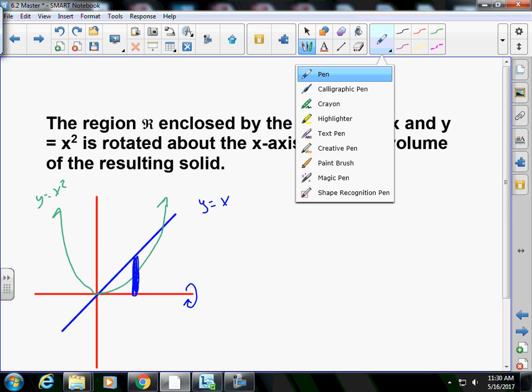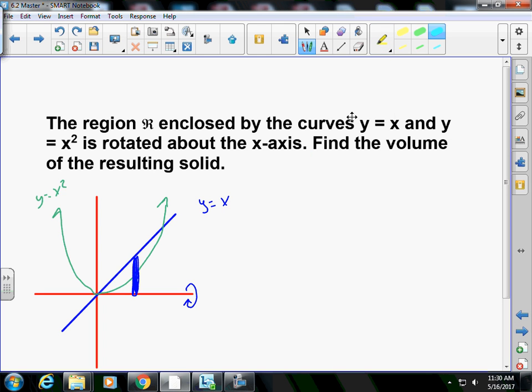But now I have white space. So I want just this area. But when I rotate it, I get all this other area I don't care about, which is in yellow. The yellow function is what I need to subtract out. So here we go. I want to integrate from a to b of my big R squared minus my little r squared dx.